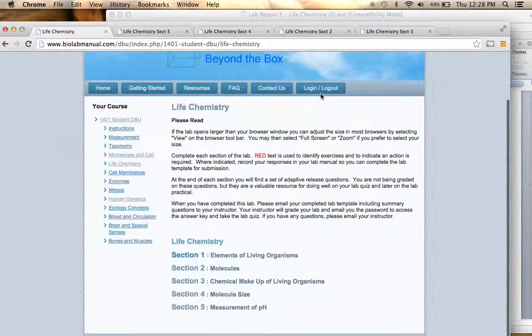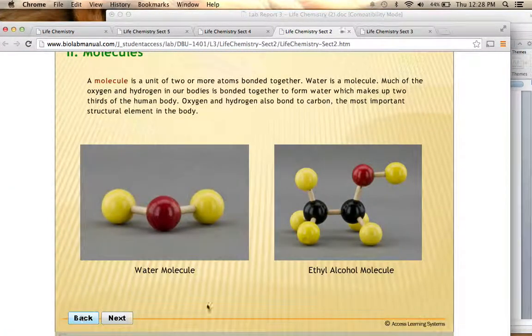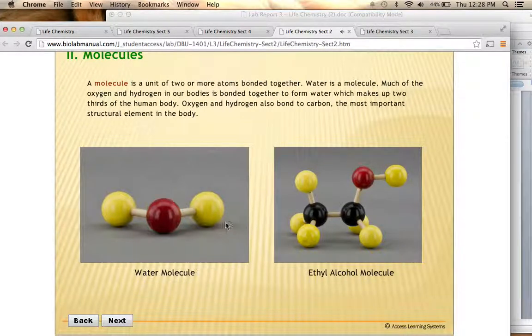Section 2 gets into molecules. And you'll see these pictures that are representations of different molecules. Each of the little balls, the colored balls, represent a different type of atom. This is a water molecule. The yellow balls are hydrogen, and the red ones are oxygen. So water is H2O, 2 hydrogens bonded to 1 oxygen.